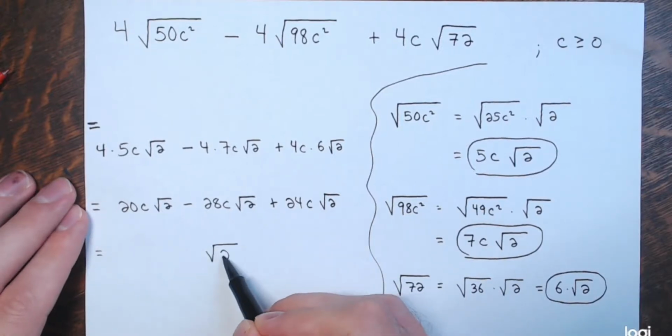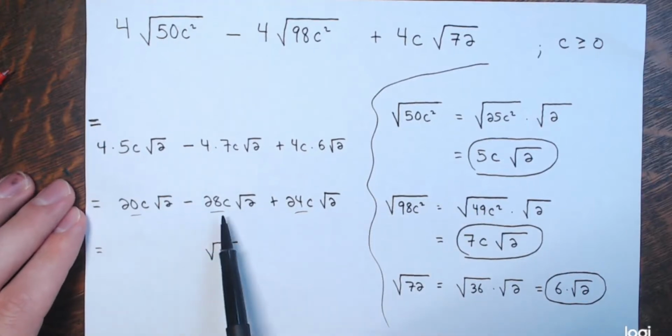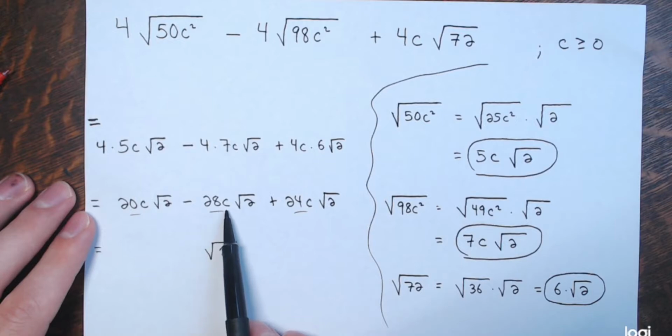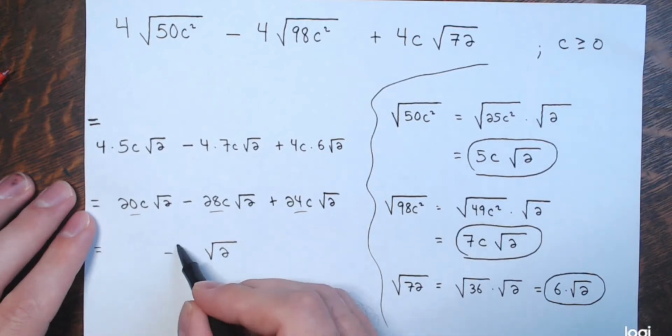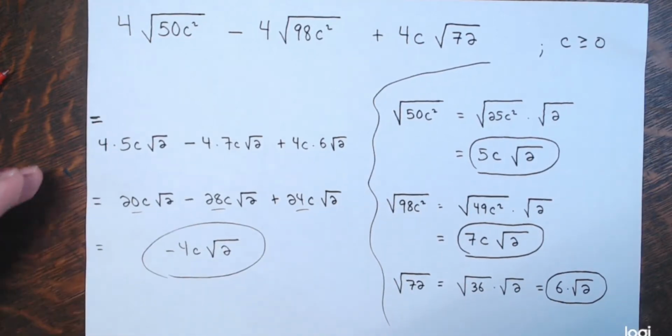You can pull that out, and then you're just combining the coefficients, right? And these are like terms also. 20c minus 28c would be negative 8c, plus 24c would be negative 4c. All right, there you go.